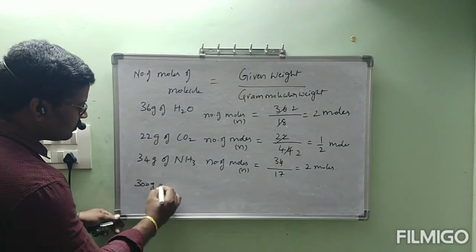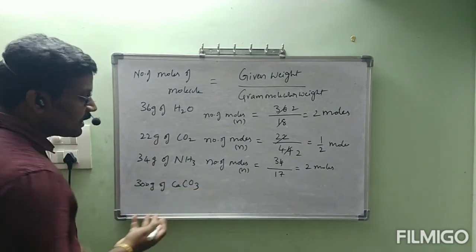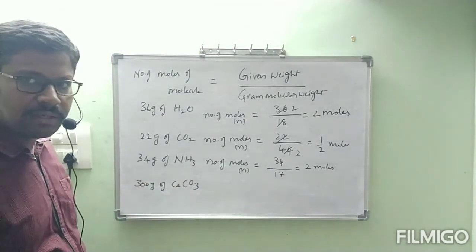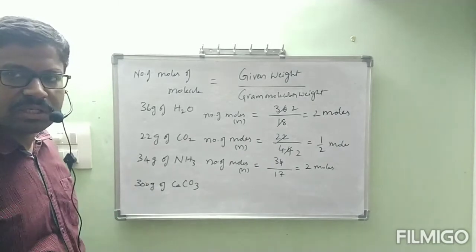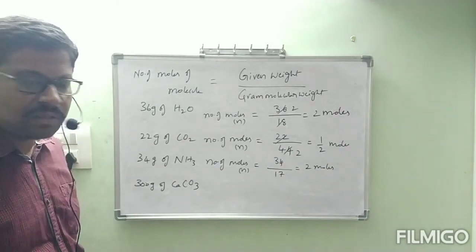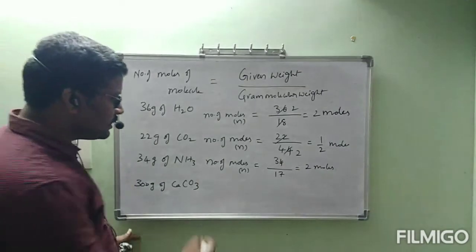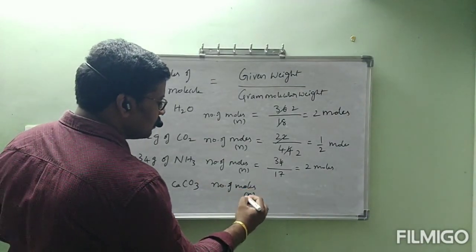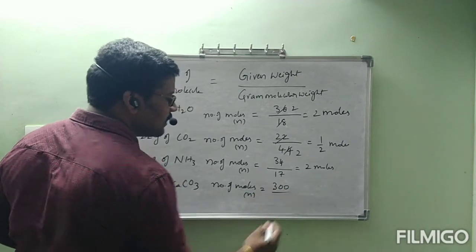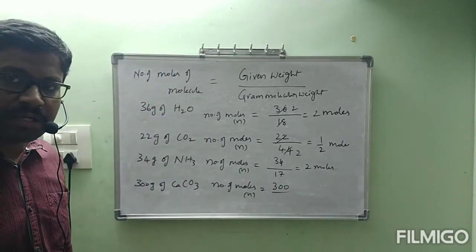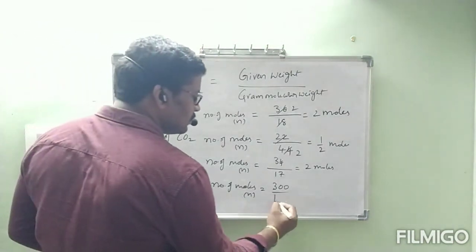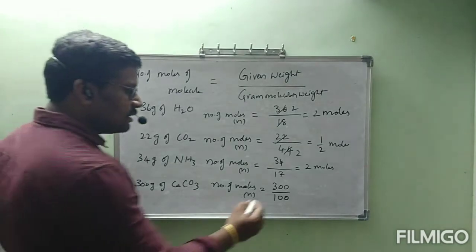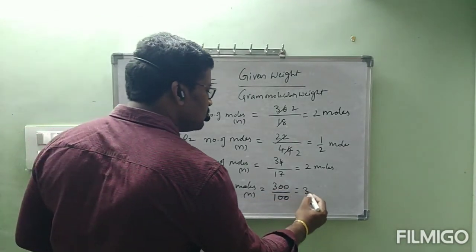300 grams of CaCO3. Calcium carbonate is a solid. I took some big block of calcium carbonate and I kept it on a weighing machine. It shows 300 grams. Meaning, given mass 300 grams, then number of moles equals given mass 300 divided by gram molecular mass. Gram molecular mass is 100 grams. Already we found for calcium carbonate 100 grams. Then these zeros will be cancelled. We will get 3 moles.